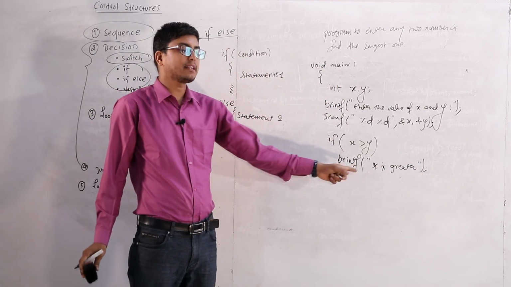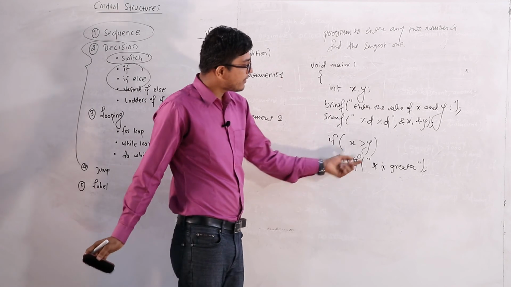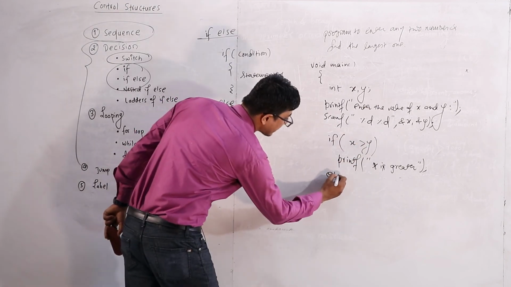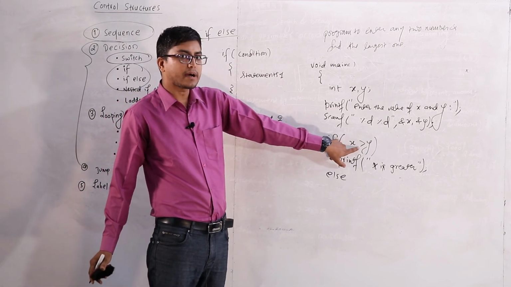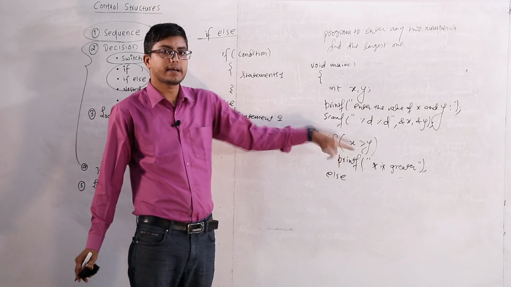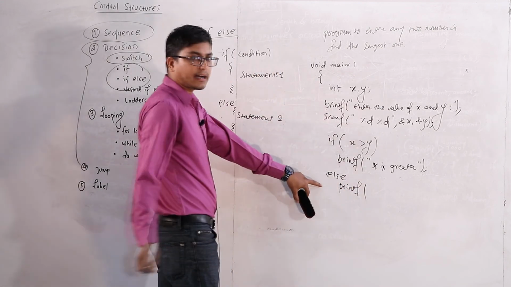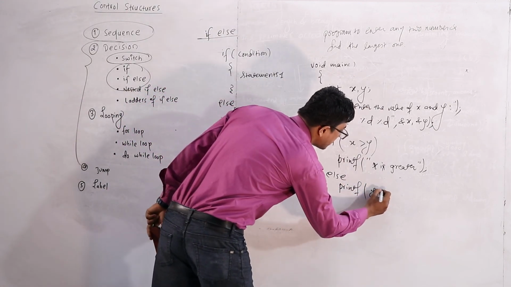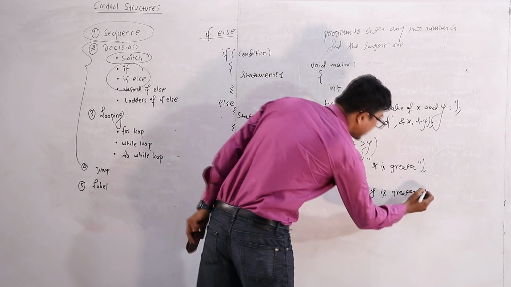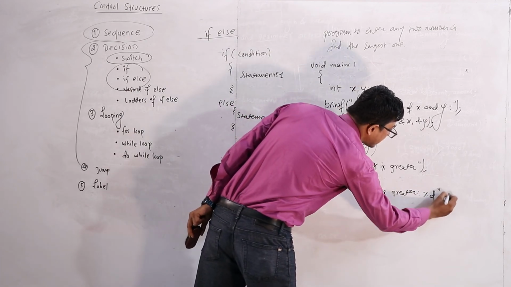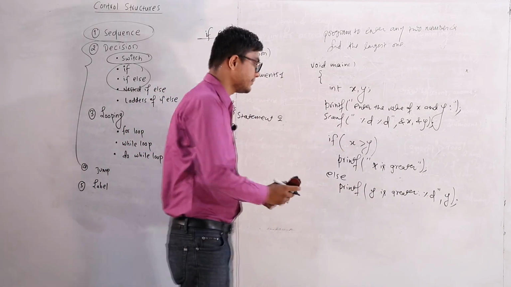Otherwise, if you want to display the value of x, then you have to write %d. I will display the value of y in the else statement. Else, it means if x is greater than y is false, it means x is not greater than y, then y is obviously greater. So printf("y is greater"). Also if I want to display the value of y, then I can write %d, y. In this case y is greater and the value of y is also displayed.